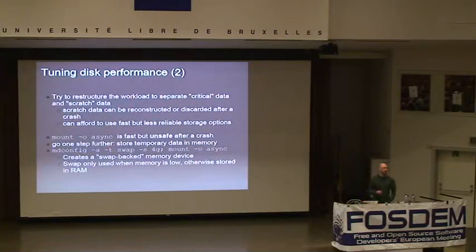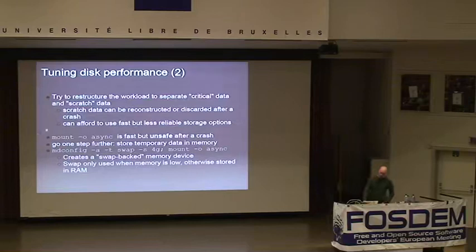So something that is possible in some cases, but not all, is to restructure the workload so that you separate critical data, which needs to be persistent across crashes or restarts, from scratch data, which can either be reconstructed cheaply or thrown away. For example, temporary files: you usually don't care if the application crashes and you have to restart. You can just either forget about them or carry on from the primary source.